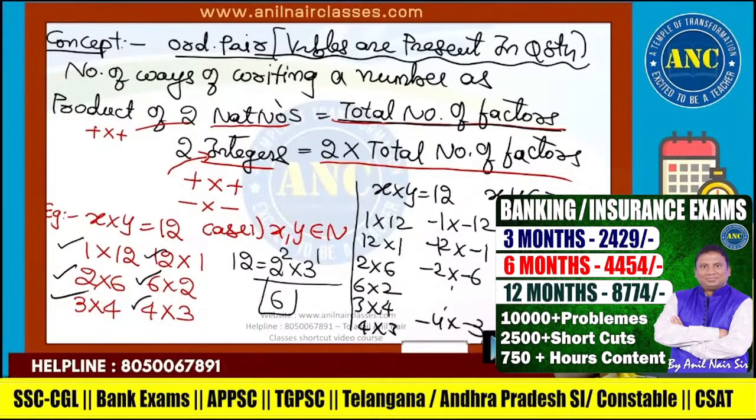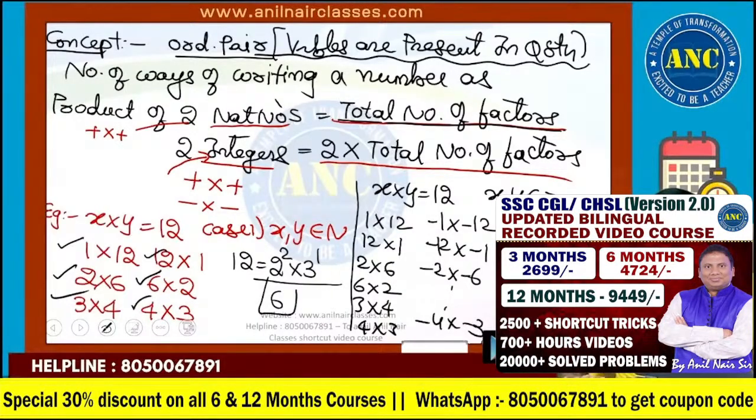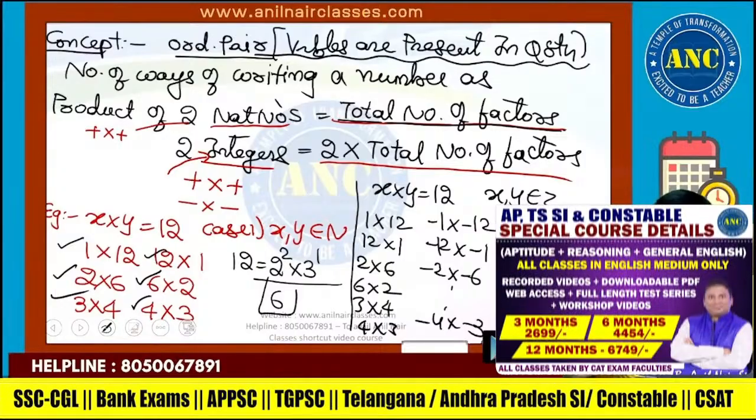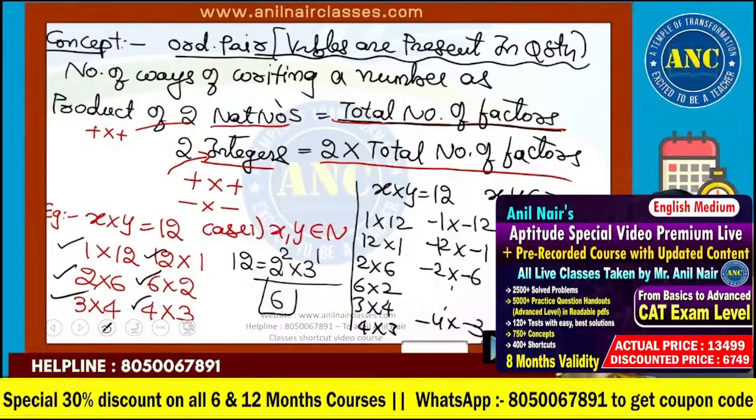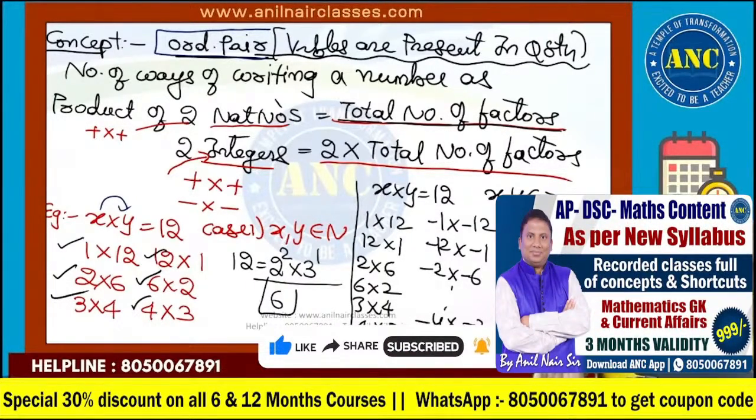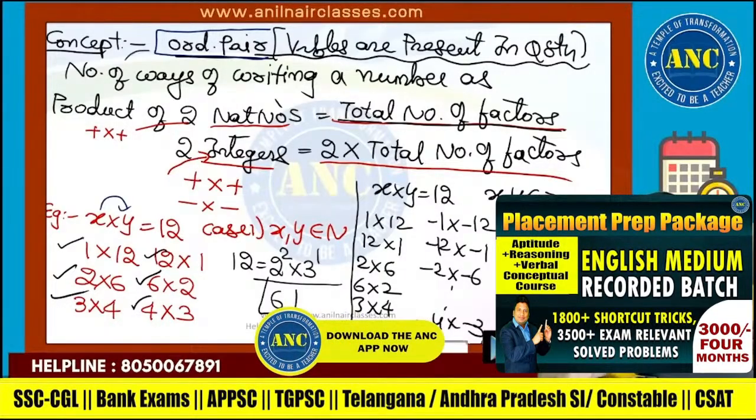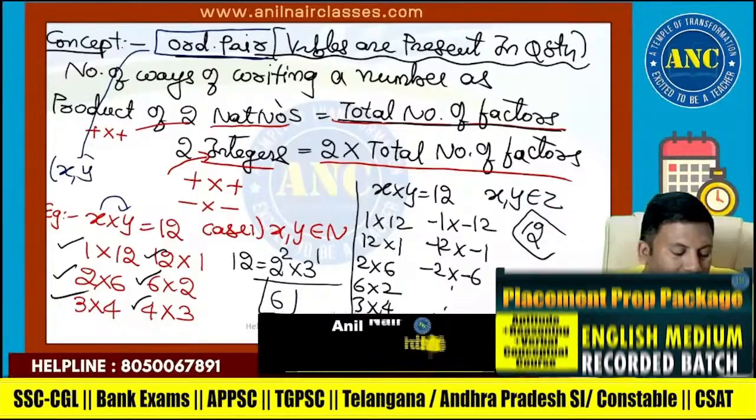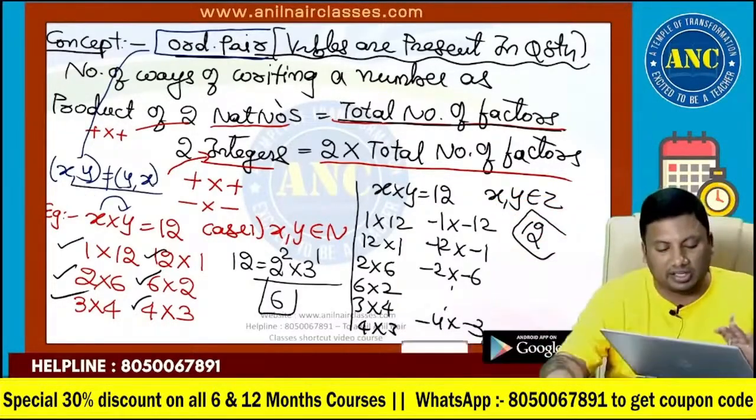This slide is of extreme importance to you, sir. Extremely important slide. Number of ways of writing a number as a product of two natural numbers is the total number of factors, positive into positive. X and y are variables. Ordered pair means the way in which the variables are written matters. Writing 1 first and then writing 12, or writing 12 first, then writing 1. Order matters. Or in simple language, in an ordered pair (x, y) and (y, x) are not equal.